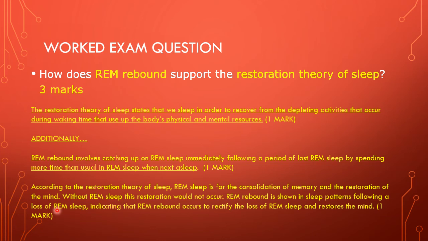According to, and this is the how part, the restoration theory of sleep, REM sleep is for the consolidation of memory and the restoration of the mind. Without REM sleep, this restoration would not occur. REM rebound is shown in sleep patterns following a loss of REM sleep, indicating that REM rebound occurs to rectify the loss of REM sleep and restores the mind. So that's pretty much what you'd need to do in order to get the 3 marks.